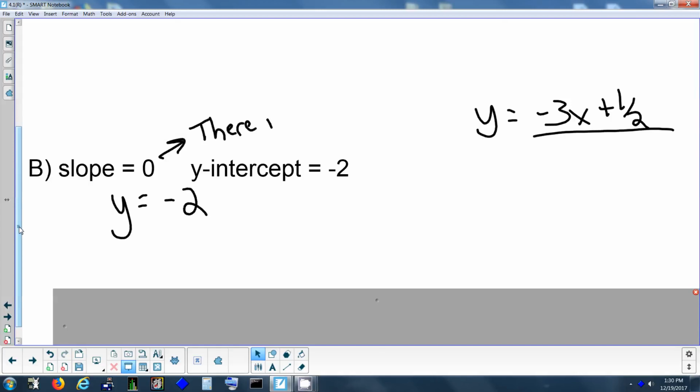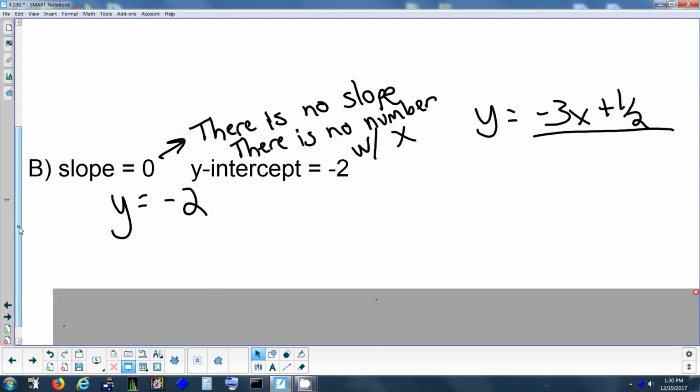What this means is slope equals 0. There is no slope. There is no number with x. That's what that means. Because if we put y equals x minus 2, you're telling me the slope is 1. Even though the 1's not written with the x, we know that. So if the slope is 0, you put nothing. No number with x, nothing at all. All you have to put is the y-intercept. Same thing if I said the y-intercept was 0.